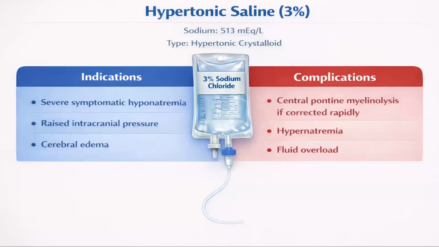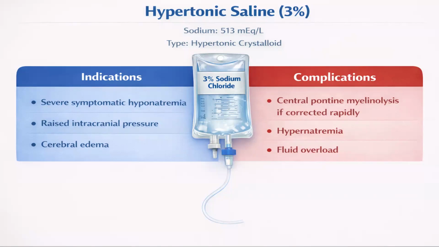So hypertonic saline. Here the sodium concentration is higher than that of plasma, and it contains about 513 milliequivalents of sodium and chloride with a very high osmolality. Because of this hypertonicity, it will draw water from the intracellular and interstitial compartments into the intravascular space, thus causing a rapid volume expansion with relatively small infused volumes. So this can be particularly useful in neurosurgery settings and critical care.